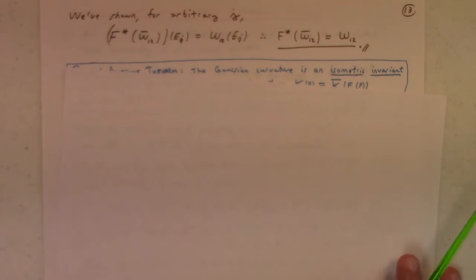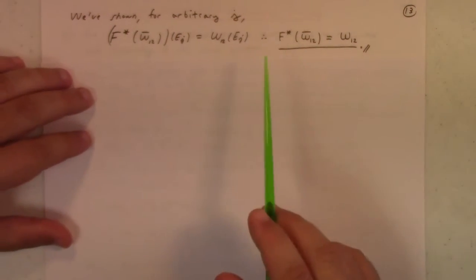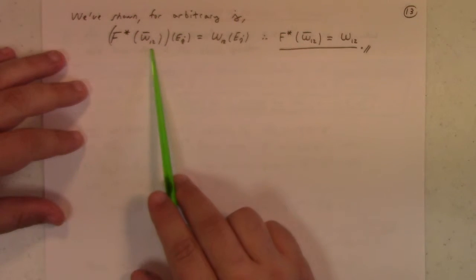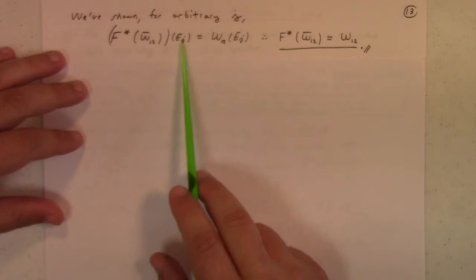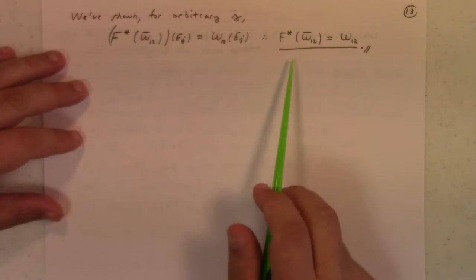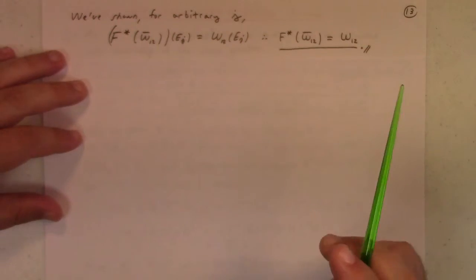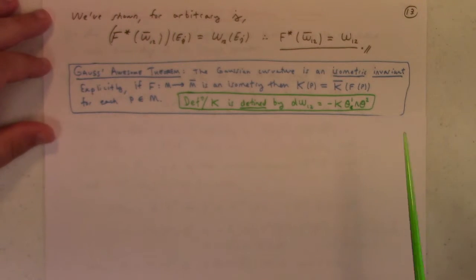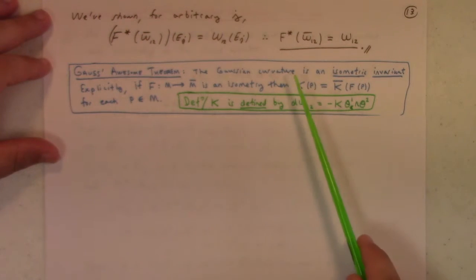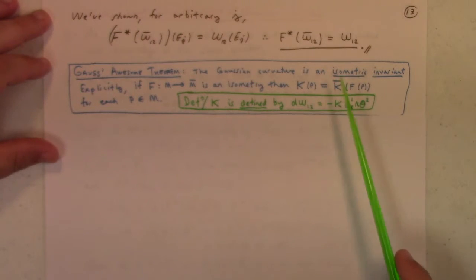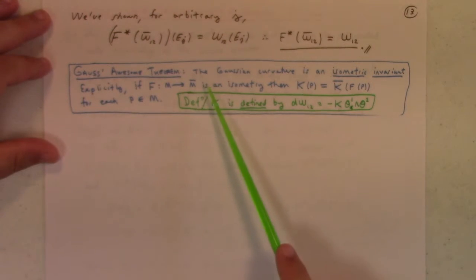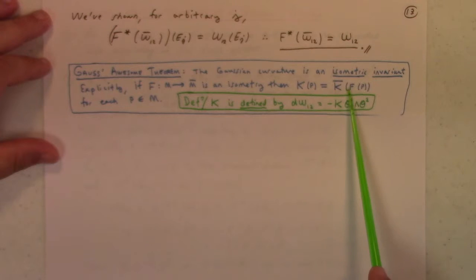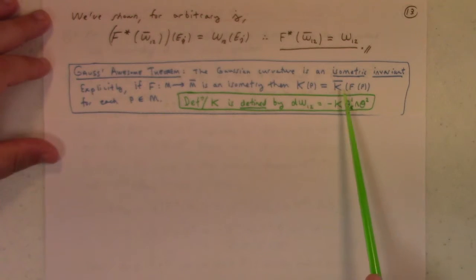Let's go to it. So, we've shown for arbitrary J that the pullback of the 1 2 bar form is equal to the 1 2 form acting on EJ, but that's true for all J. So the pullback of the 1-2 connection form is the 1-2 connection form. Woohoo! All right. That brings us to Gauss's awesome theorem, which states the following. The Gaussian curvature is an isometric invariant. Explicitly, if we have F an isometry from M to M bar, then the Gaussian curvature at P is the Gaussian curvature of the barred surface at F of P. All right, so there's natural transference.